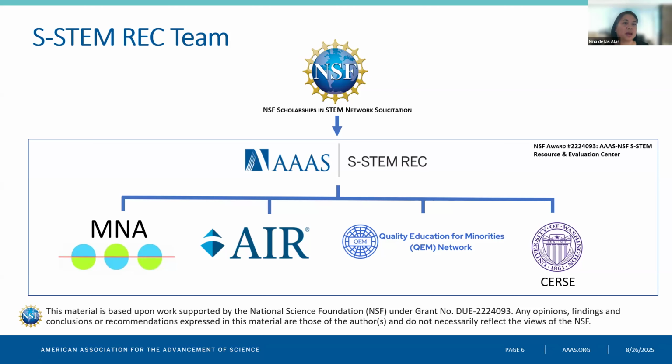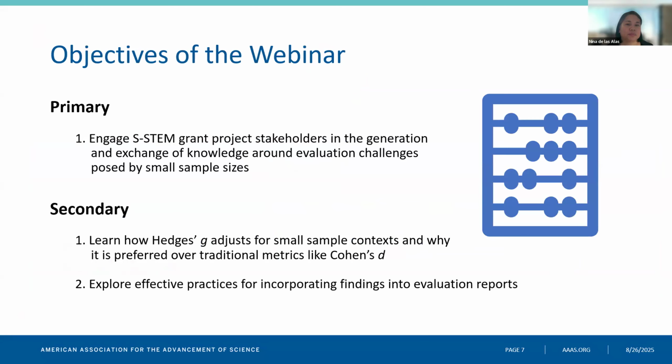Next slide, please. Today's webinar will address generating knowledge when evaluating small sample sizes, typically with tracks 1 and 2 as STEM grants. We'll introduce Hedges G and explore ways to incorporate findings from its application into evaluation reports.